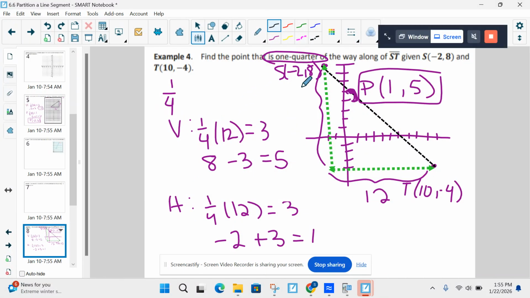Okay, you see how we got the 3? So this way, 1/4 of 12 is 3. So I need to go 3 units over. So this is negative 2. Negative 2, add 3, I'm at 1. That's where that comes from. But that one was not... Because we are going down and over to get from S to T. So I have to subtract and then add.